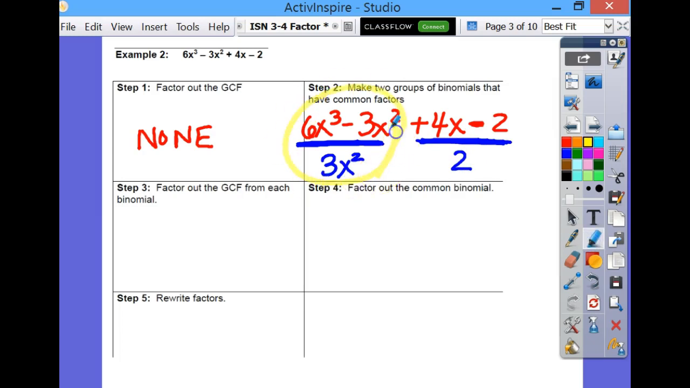Looking at just this part right here, when I factor out a 3x squared, 6 divided by 3 is 2, and x to the third divided by x squared is just x. What's 3 divided by 3?